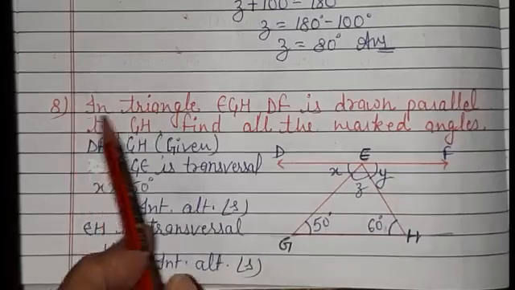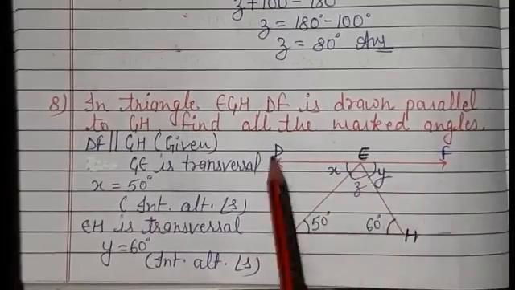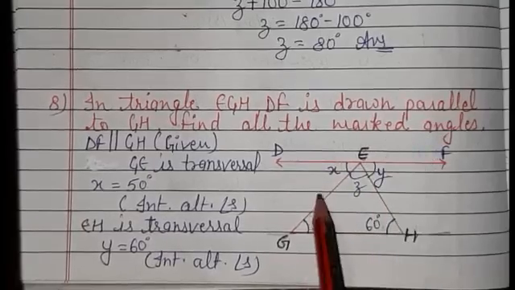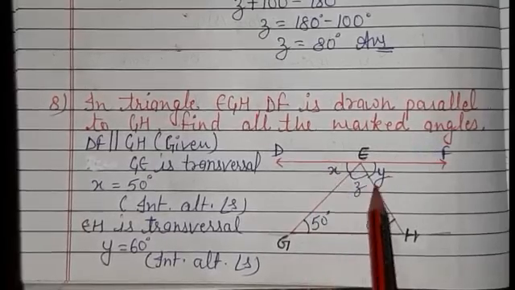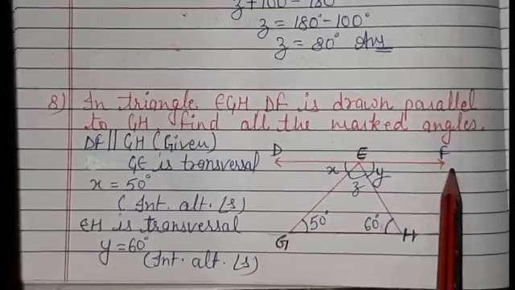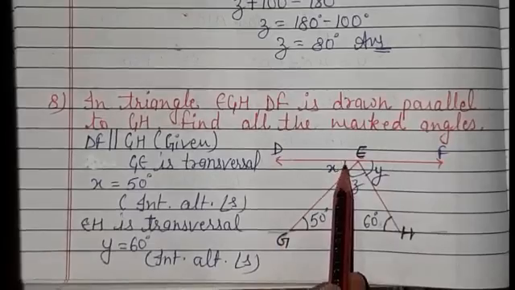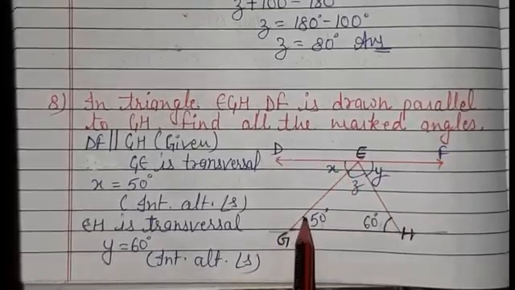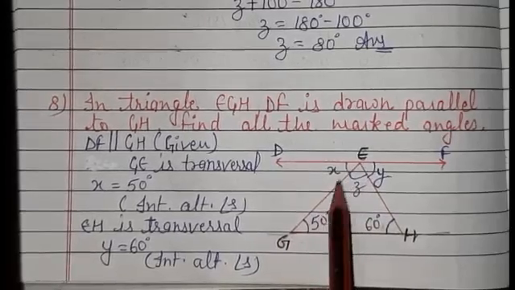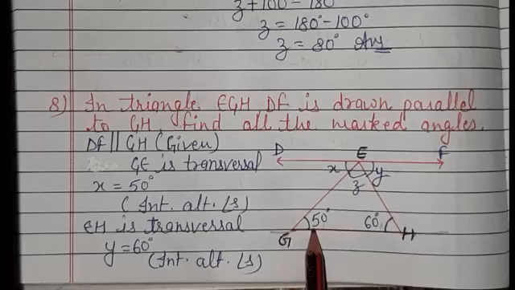Now sum number 8. In triangle EGH, DF is drawn parallel to GH. Find all the marked angles, means X, Y, Z. These three angles we have to calculate. Here, if DF is parallel to GH, so angle X is equal to 50 degree because GE will be transversal. So these two angles will be alternate interior angles. So angle X is equal to 50 degree.